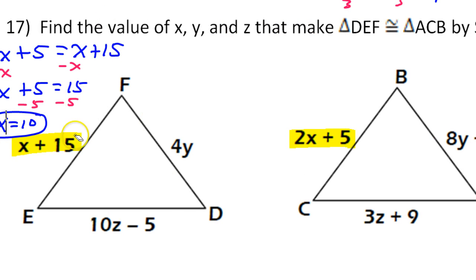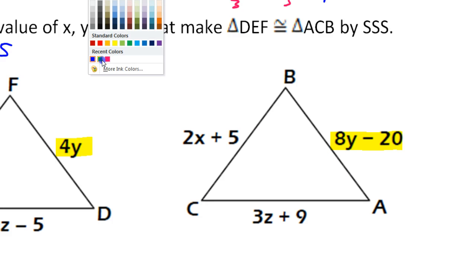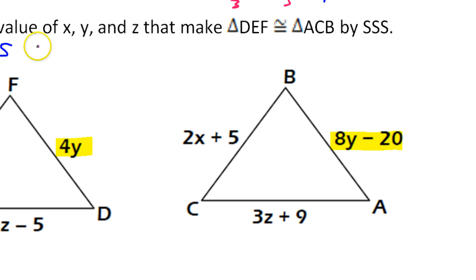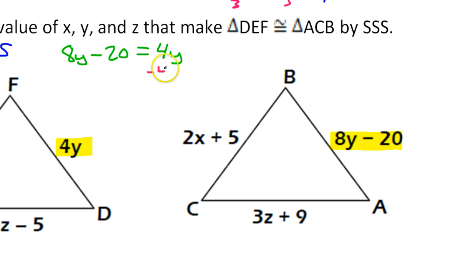So let me just unhighlight those. So now with the y's, I have a y expression here and here. And again, those are corresponding parts. So that means I should be able to set them equal to each other. So 8y minus 20 should equal 4y. I'm just going to subtract 4y from both sides. This will be 0. Don't be scared of 0, just put 0.